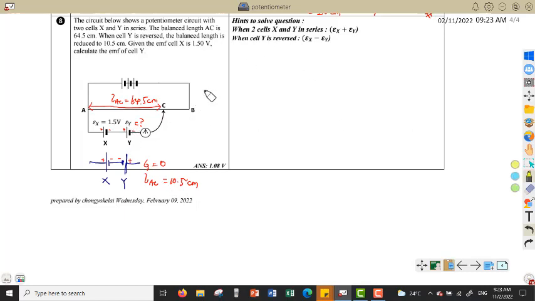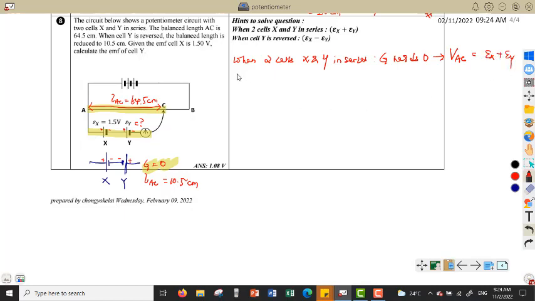So boys and girls, we apply the working principle of the potentiometer. When our G reads 0, the voltage across the two EMF cells connected in series will be equal to the balance length from A to C. So class, we have two conditions for this question. When the two cells X and Y are in series and our G reads 0, the voltage across balance length AC will equal EX plus EY.